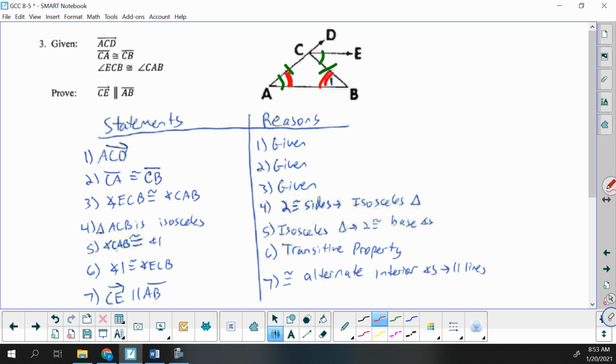Well, notice CAB got marked up twice. So that means there's two things congruent to it. So we can do transitive property to get ECB congruent to angle 1. So this angle here now is congruent to that angle there. Well, based on that zigzag, those are congruent angles in our zigzag. So those are congruent alternate interior angles. That implies parallel lines and gets us what we wanted to prove.